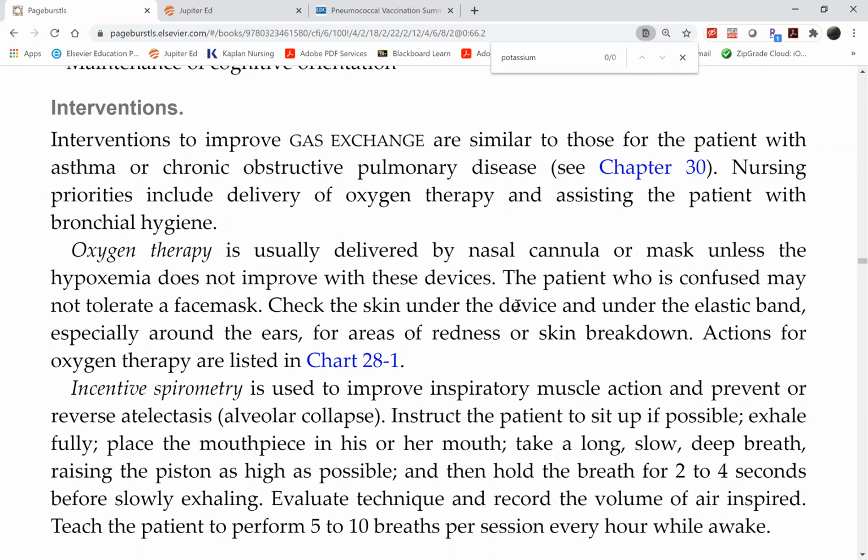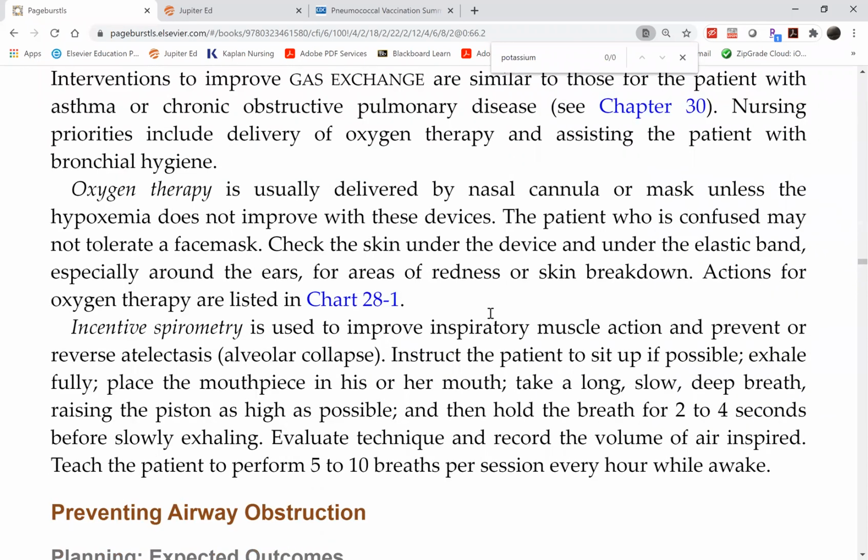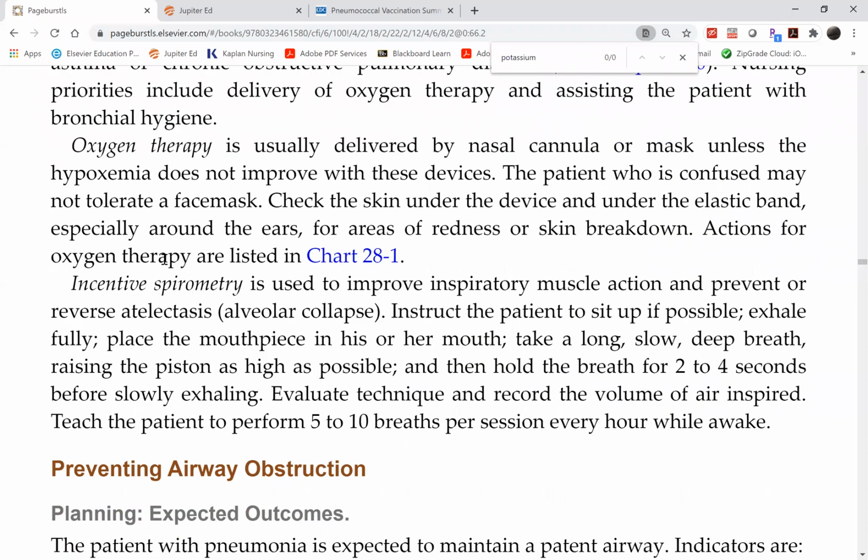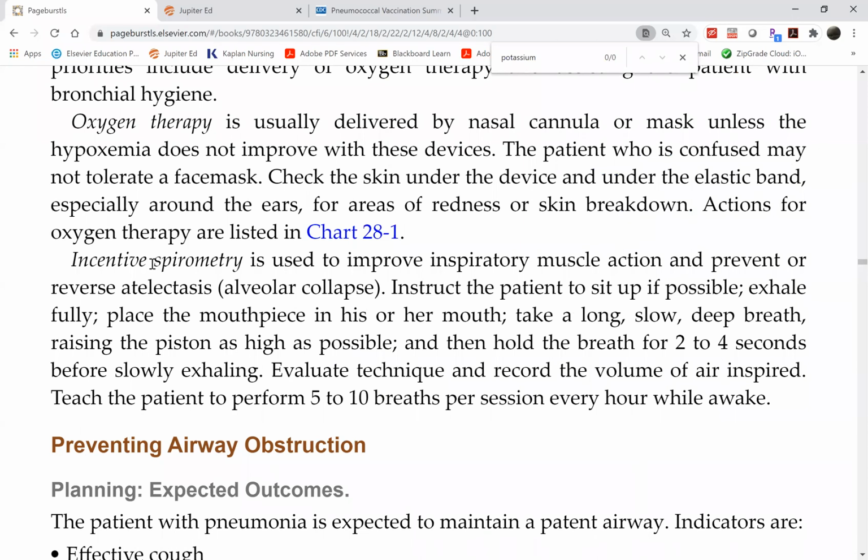So first, of course, is oxygen. And then we give them an incentive spirometer. Now, although you were taught that incentive spirometry prevents pneumonia, because it prevents lung collapse, it doesn't mean that if they already have pneumonia, then it's useless. Not really. You still include the incentive spirometer because we need it in order to re-expand the lung. Yes, there are areas in the lobe that are collapsed, but you can reopen, or we can recruit those.